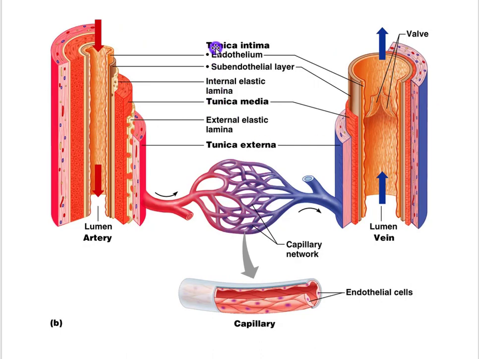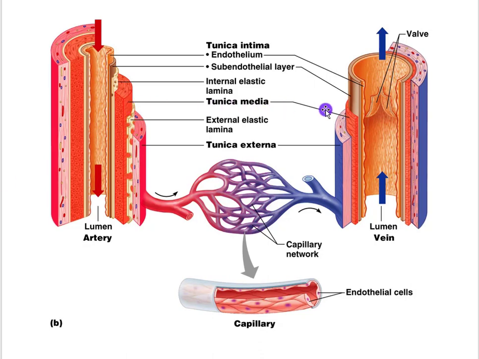Within the tunica intima, the endothelium makes up that innermost layer. Again, this is the part that directly faces the lumen of the blood vessel. The endothelium is continuous with the endocardium of the heart. Underneath the endothelium is another layer we call the subendothelial layer. As part of that, there's some elastic tissue to give a little bit of elasticity to these vessels.